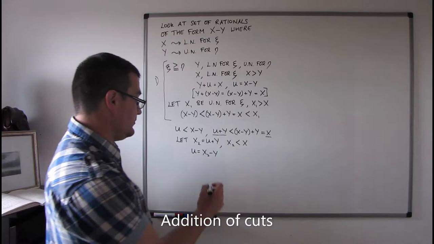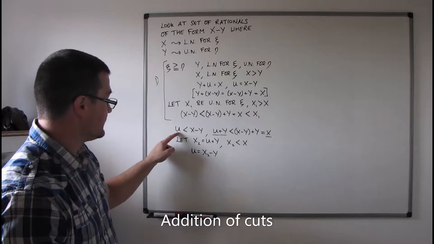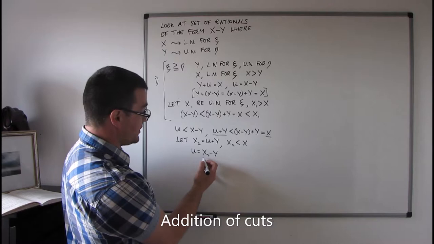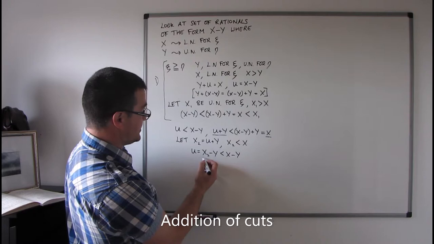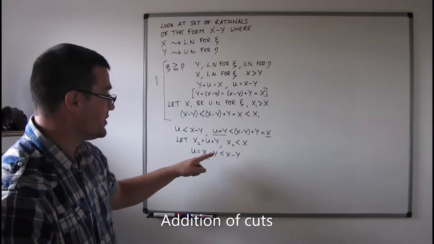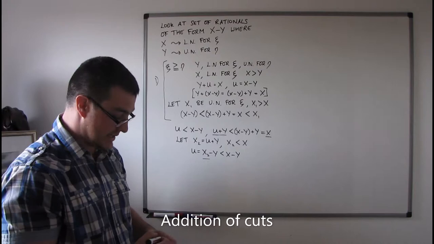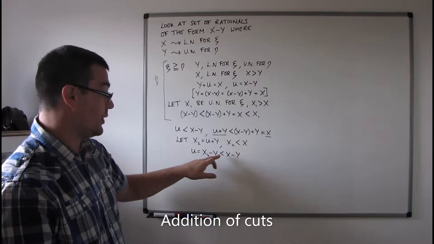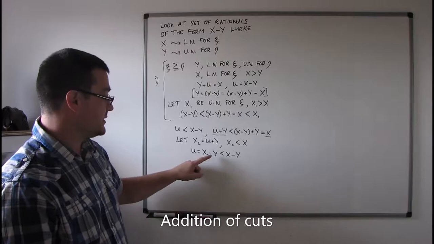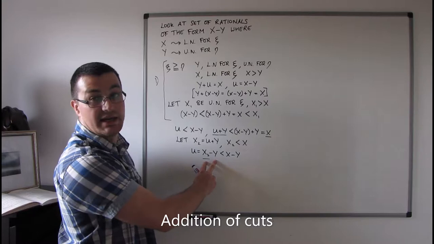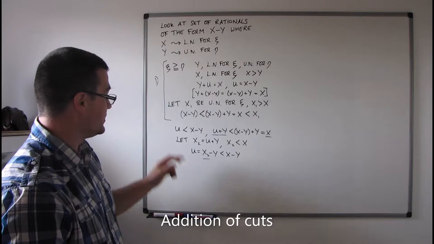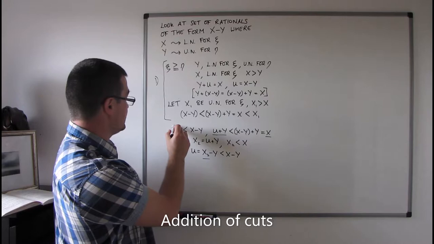But u, by the choice of u, is less than x minus y. So therefore, x2 minus y must be less than x minus y. And now x2 is a lower number for psi, because x is a lower number for psi, and with psi being a cut, it contains all of the numbers that are less than x. So x2 must be a lower number for psi. Y is an upper number for eta, so therefore we've got a lower number for psi minus an upper number for eta. This number must be in our set. So since u was chosen arbitrarily, u is in our set, and that gives us part two of our criteria.